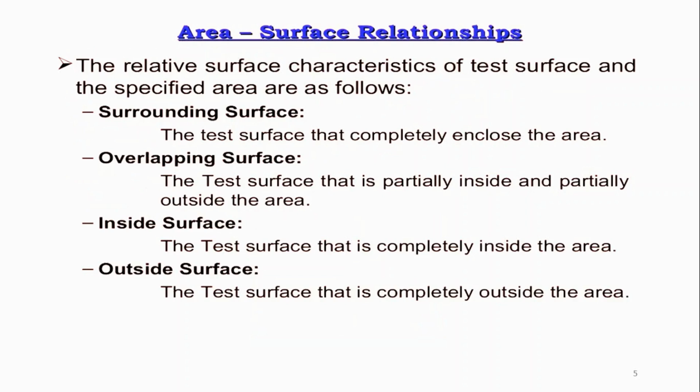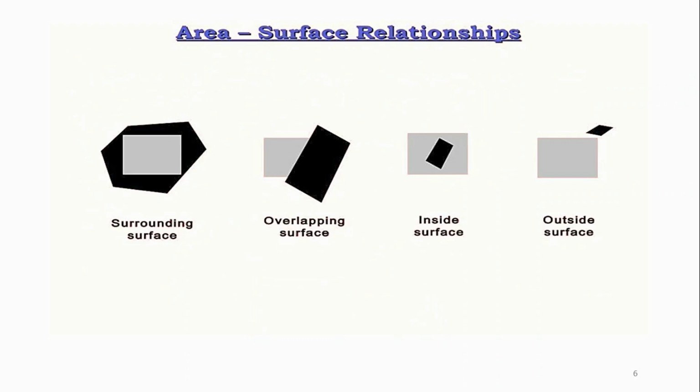While doing the divisions, the area has some surface relationship with the visible area, where we have four kinds of surface: surrounding surface, overlapping surface, inside surface, and outside surface. A surrounding surface is a surface which completely encloses the area. Check out this image: the surface completely enclosing the visible area is what we call surrounding.